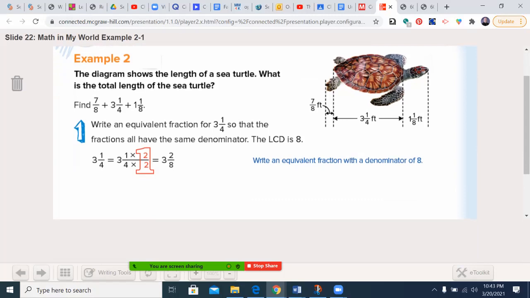So you notice we have 7/8, 1 1/8. So I'll make this 3 and something over 8, and 4 goes in 8 twice. So this will end up being 3 2/8. Now that we have the equivalent fraction, we'll move on.